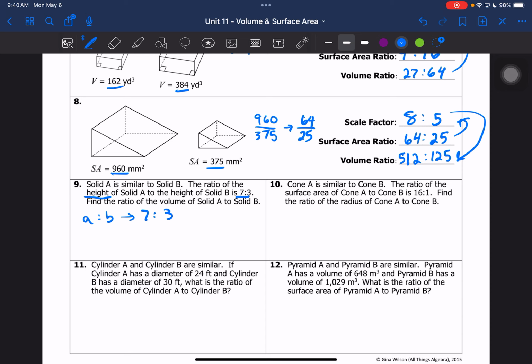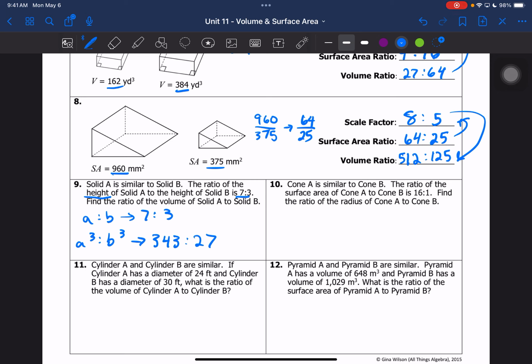The question is telling us to find the ratio of the volume. So the ratio of the volume is found by taking a cubed to b cubed. So we just have to cube the 7 and the 3. So 7 cubed, or 7 times 7 times 7, is 343. And then 3 cubed, or 3 times 3 times 3, is 27.